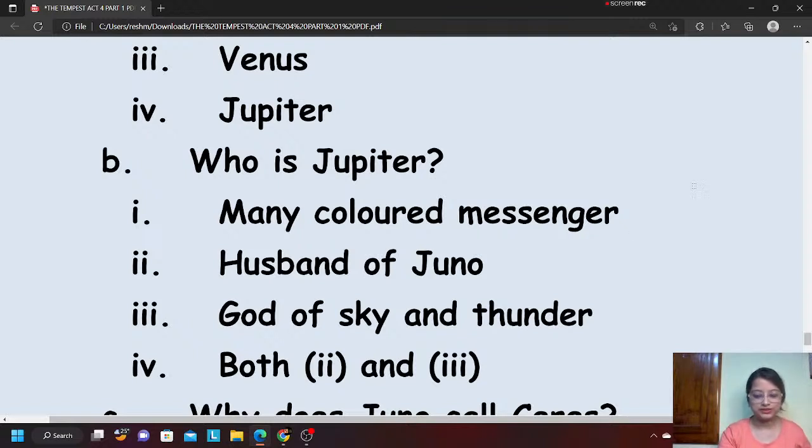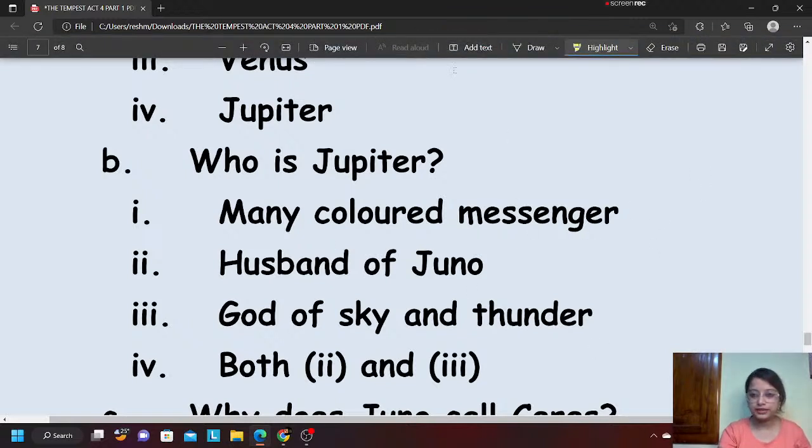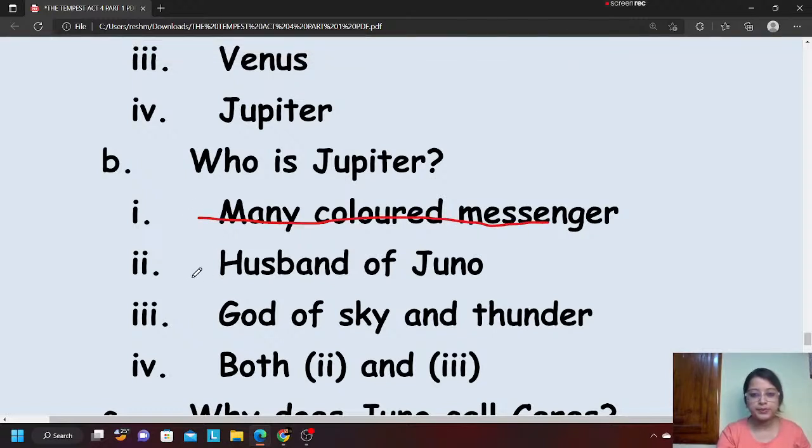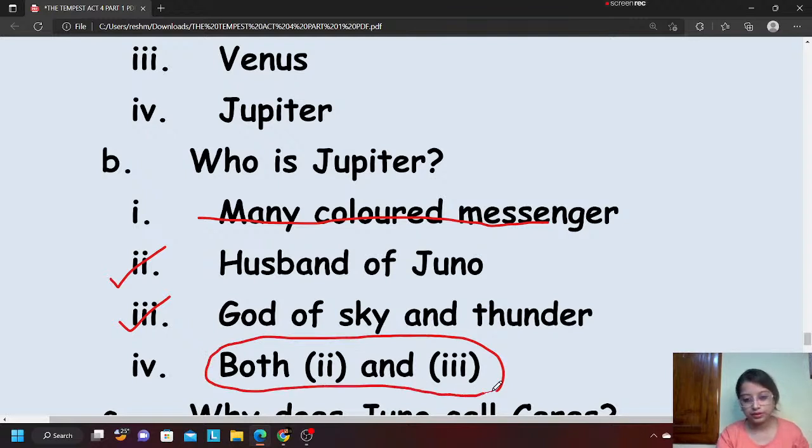Now see, all questions are slightly tricky. Many colored messenger is Iris, so that will never be correct. Cancel it. Now, husband of Juno, yes, Jupiter is the husband of Juno. But he is also the god of sky and thunder, so which one should be correct? Write down this one. He has his own identity, he is not only somebody's husband. So not 1 and 2, both 2 and 3 is correct.